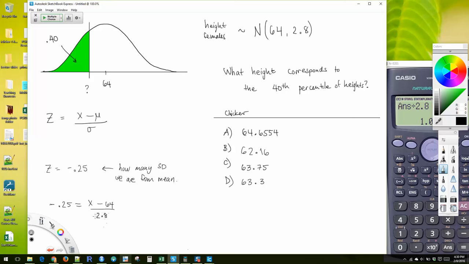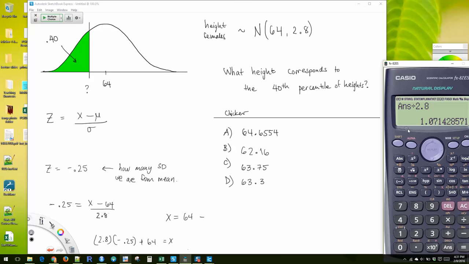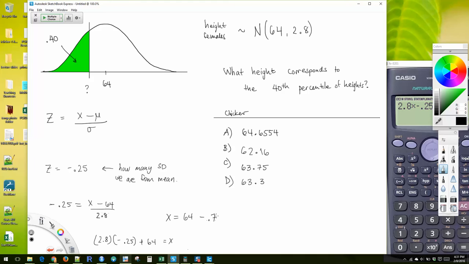Multiply both sides by 2.8. I get 2.8 times negative 0.25 is equal to x minus 64. So I add 64 to both sides, and I get x. So x is equal to 64 plus 2.8 times negative 0.25, which is negative 0.7, so 64 plus a negative 0.7 gives me 63.3.